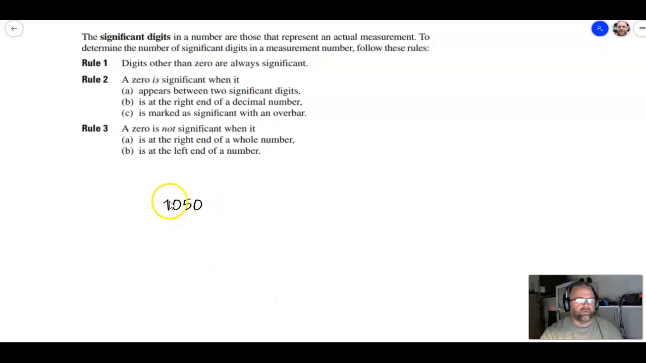However, if we have a whole number, we only count the zeros to the right of the number, that would be this 10 here, if it is marked with an overbar. See rule 2C there? So if we have a whole number, that's a number that's not a decimal number, and we have any zeros on the right, we don't count those.